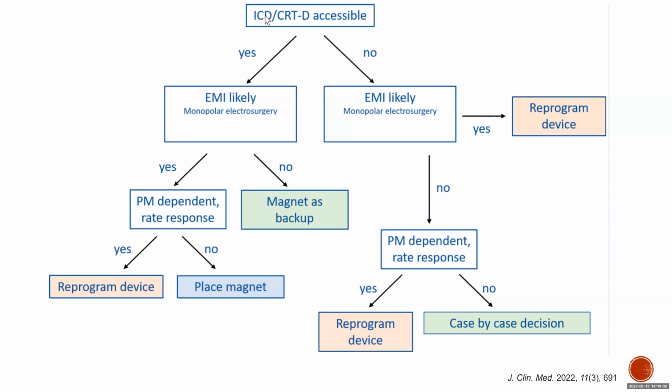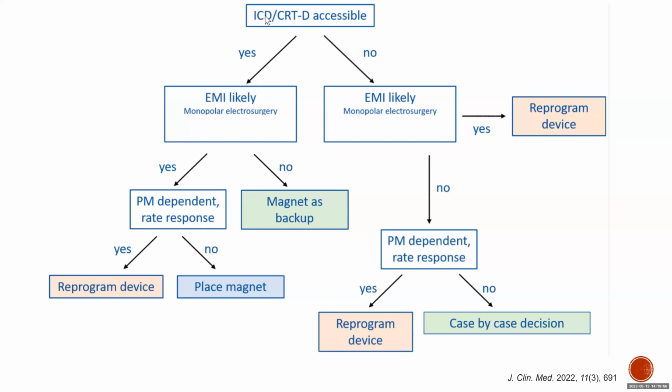EMI is electromagnetic interference, which essentially means, are they going to use electrocautery or not? Yeah, there are many details. Does it depend on the site and distance of cautery? Yeah, there are really many details I didn't want to go into because it can be confusing. This is the big picture.